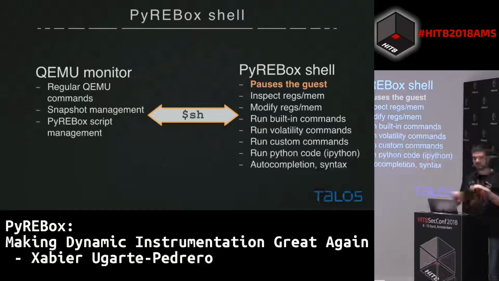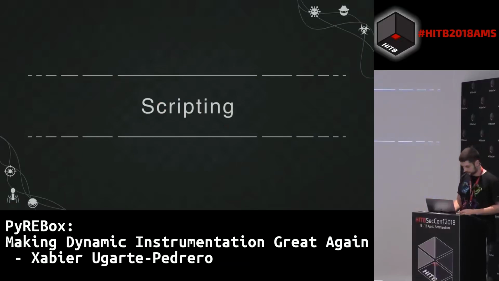The PyREBox shell freezes the system and allows us to inspect the memory and the registers. It also implements several built-in commands. It allows us to run Volatility commands too, and to run custom commands if there are any declared in the scripts. We will see later how we can declare a custom command in a script. It also allows us to run Python snippets of code because it's an IPython-based shell, and it has all its cool features like autocompletion, syntax highlighting, etc.